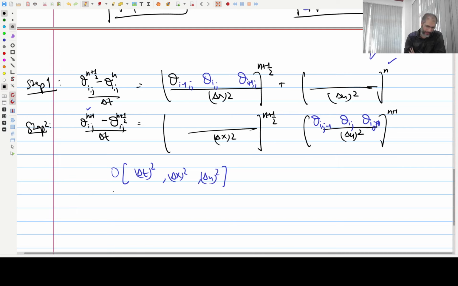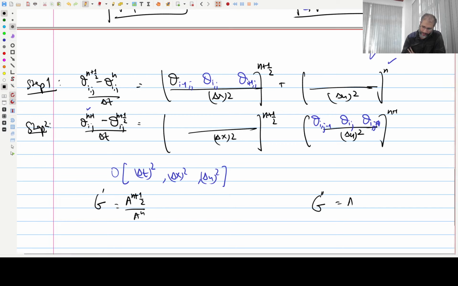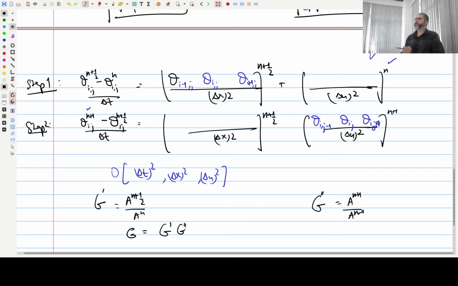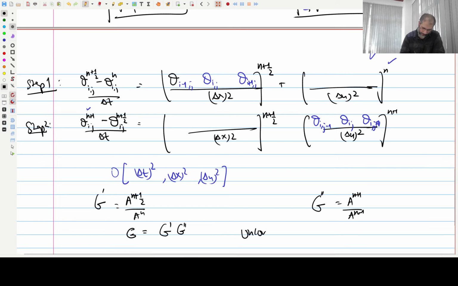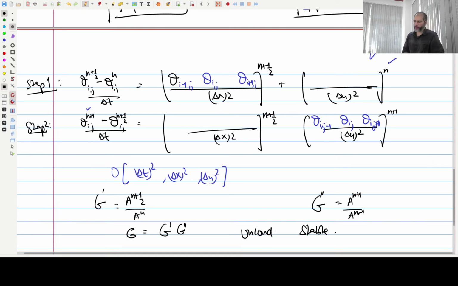And stability, you can figure out. So what we do here is, we write the stability in two parts. First we calculate the amplification factor, which is a n plus half upon a n, and then we calculate another one for the second step, which is a n plus 1 upon a n plus half, and we simply multiply. The overall g is g prime times g double prime, which is the amplification factor for the whole time step. And if you do it, you will see that it comes out to be unconditionally stable. I might give it to you as a homework problem.